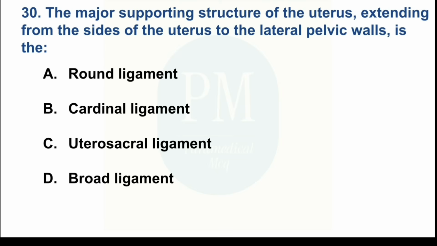The major supporting structure of the uterus extending from the side of the uterus to the lateral pelvic wall is the option A round ligament, option B cardinal ligament, option C uterosacral ligament, option D broad ligament. The correct option is option D broad ligament.